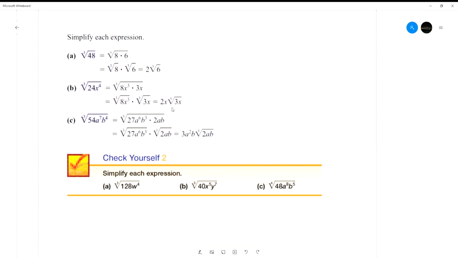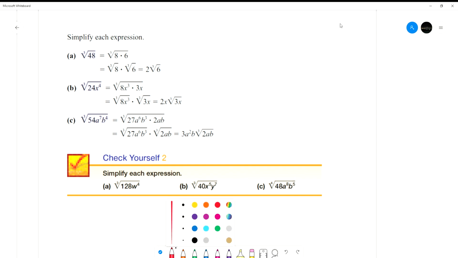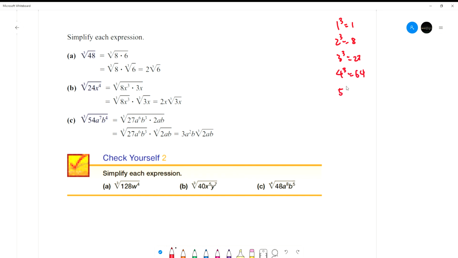Over here, we're looking at some cube roots now. For the cube roots, we should definitely know up to 5 cubed. So 1 cubed is 1, 2 cubed is 8, 3 cubed is 27, 4 cubed is 64, 5 cubed is 125. These are the most commonly used for our class.